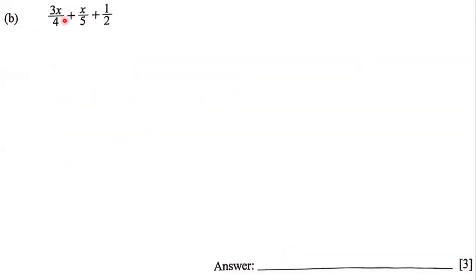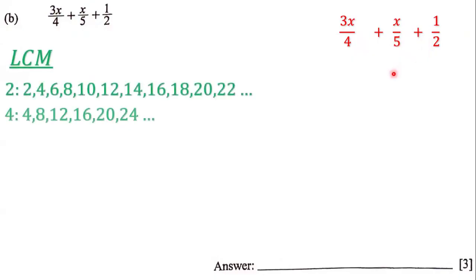Here we have 3x over 4 plus x over 5 plus 1 over 2. And our goal is to simplify this. Notice that the denominators are different. We have 4, we have 5, we have 2. And so our goal is to find the LCM of these three numbers.